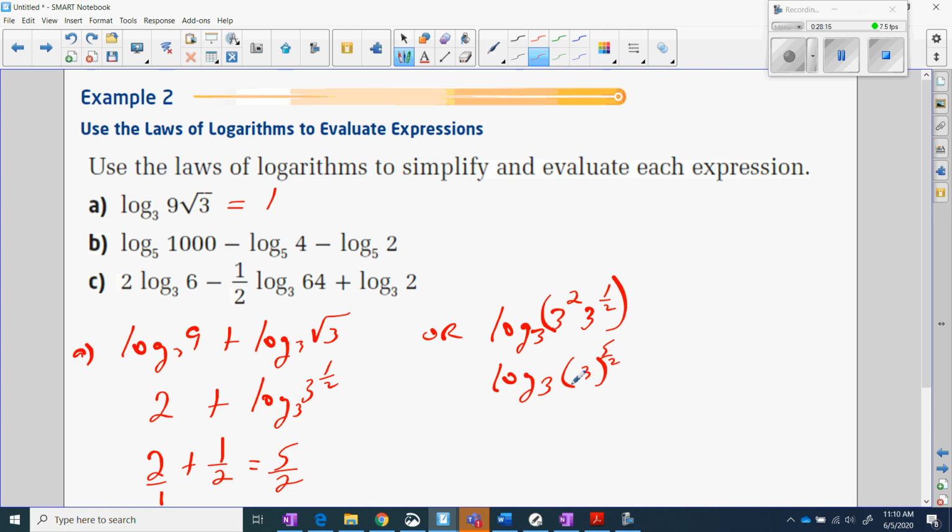And then it's that first or second property of logarithms. This is saying 3 raised to what exponent gives you 3 to the 5/2. Well, it's got to be 5/2. So it's a different way to do it, both 100% fine.